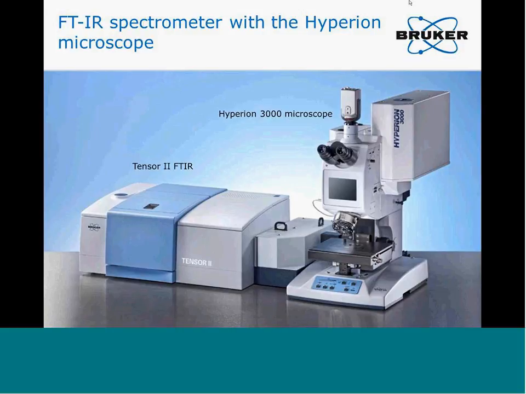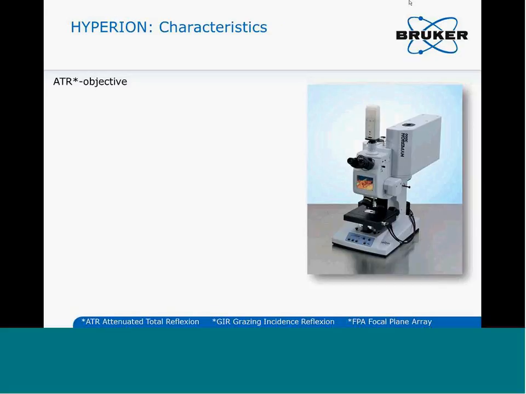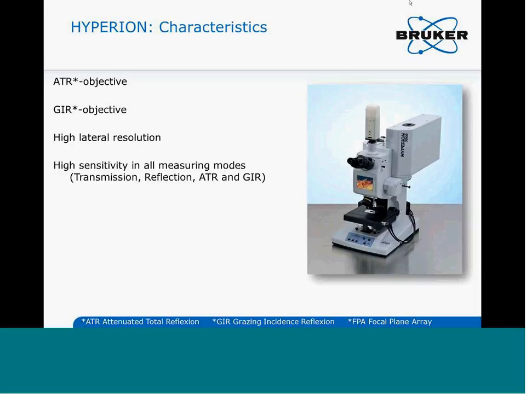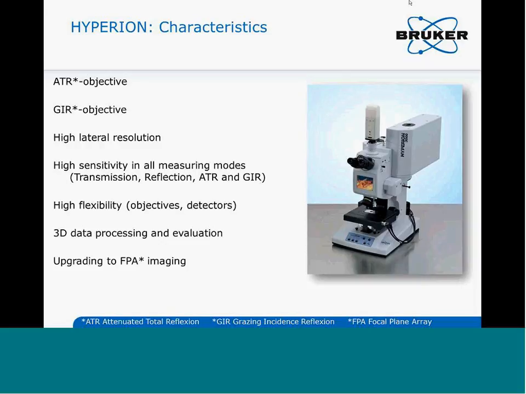You can add a microscope to the side of the instrument. If you already have an FTIR instrument, you can add a microscope to the side. This is an infrared microscope. You get different objectives, grazing angle, ATR, very high lateral resolution, high sensitivity, and it comes with software for 3D data processing and evaluation. You can also add a focal plane array detector, which will allow you to image a sample very fast.